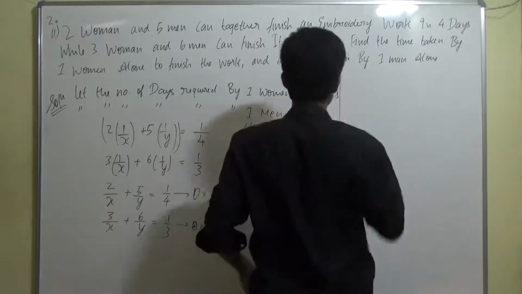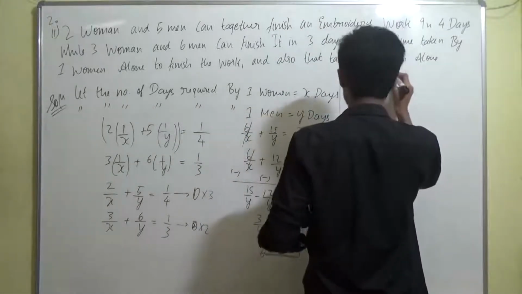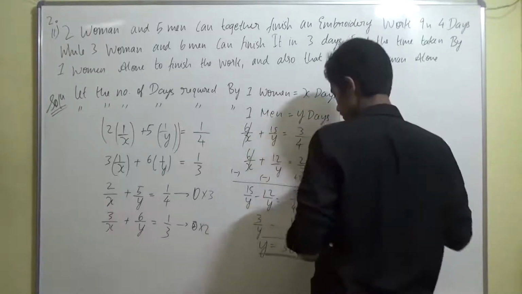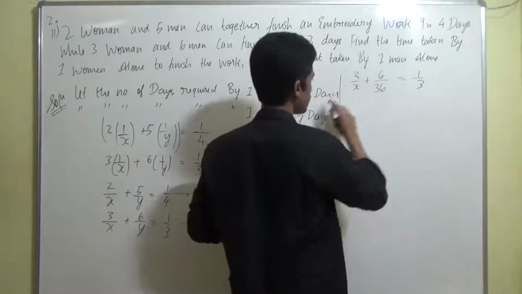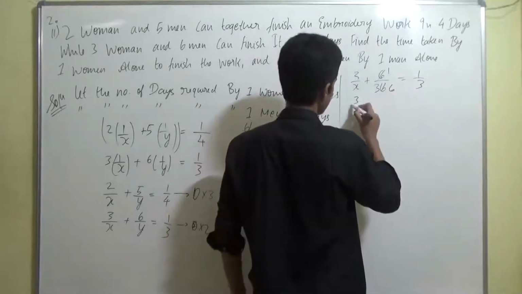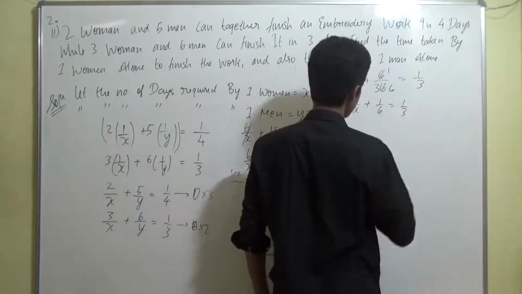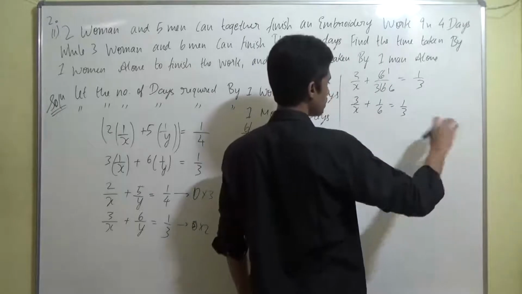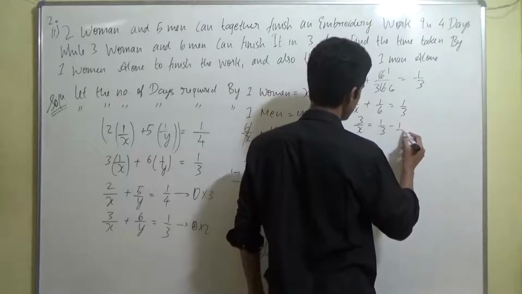Okay, what will I get? I'll write it here. 3 by x plus 6 by 36, y is 36, equal to 1 by 3. Now from this we have to find the value of x. Now 6 1s are 6, 6 6s are 36. 3 by x plus 1 by 6 equal to 1 by 3. So let's keep all the numerical terms on one side and the variable term on the other side. 3 by x equal to 1 by 3 minus 1 by 6.